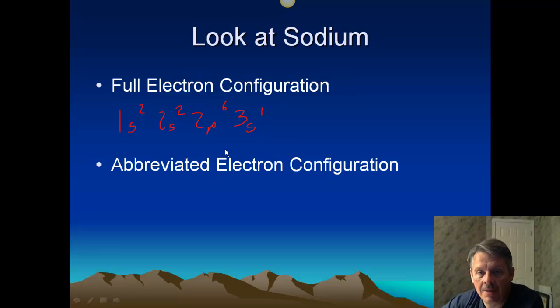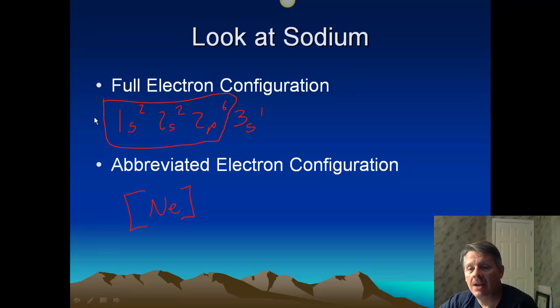This is number 11. Well, what noble gas came before sodium? If I start with sodium and I start working my way backwards, what's the first noble gas I come to? Sure, it's neon. And if I remember neon's electron configuration, it's right there. It's those 10 electrons, and it's never, ever, ever going to change. So my abbreviated electron configuration can be neon followed by 3s1.